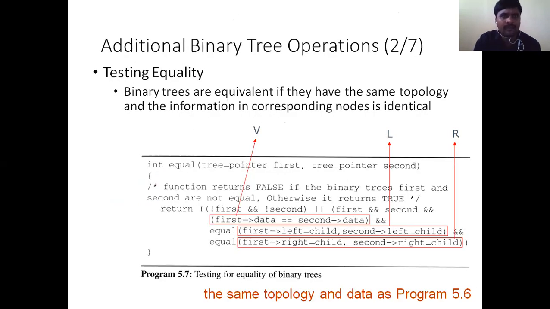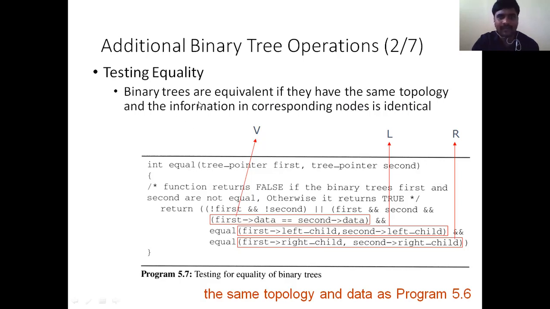Now the second additional binary tree operation is testing equality. We have to test whether the previous one is working properly. So we test the data in the first step, and in the second step we go for the left child and right child: visiting the node, visiting the left child, visiting the right child, like that.